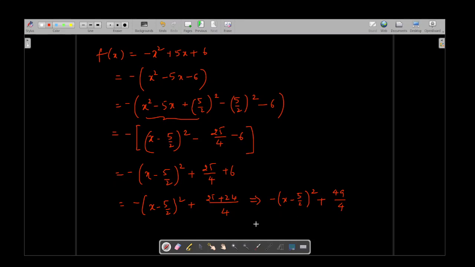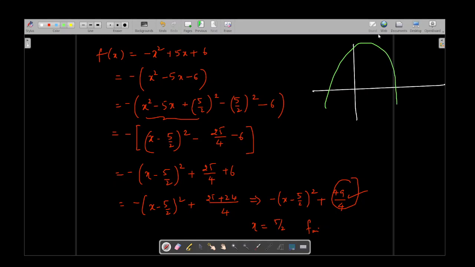So to vanish x, I should put x is equal to 5 by 2, which is my vertex point, and this value itself is the minimum point. So this is f minimum. Sorry, the curve is looking down. Since the curve is looking down, this point is actually f max, not f min. It is f max, which is 49 by 4. This point is plus 5 by 2, and this point is 49 by 4, which is 12.25. So this point is actually 2.5 comma 12.25.